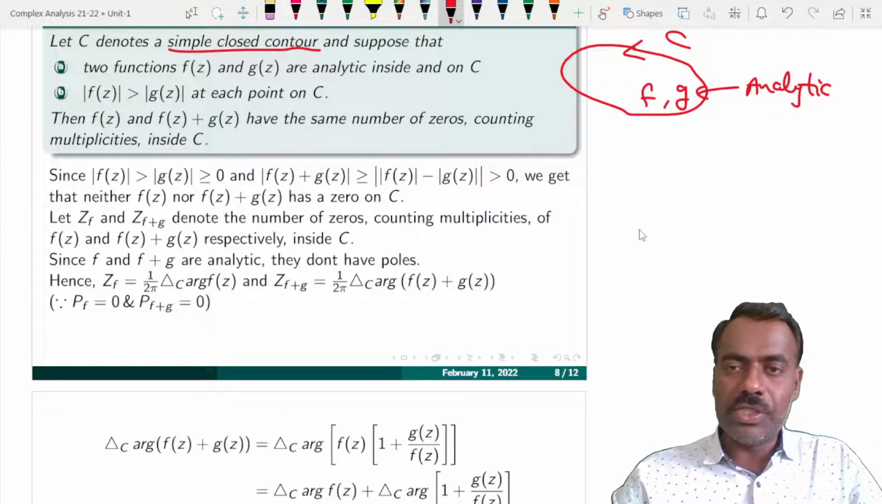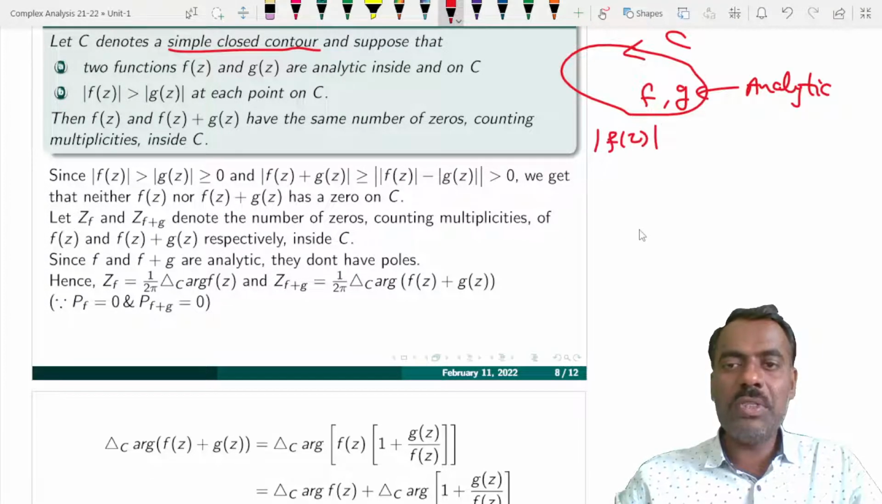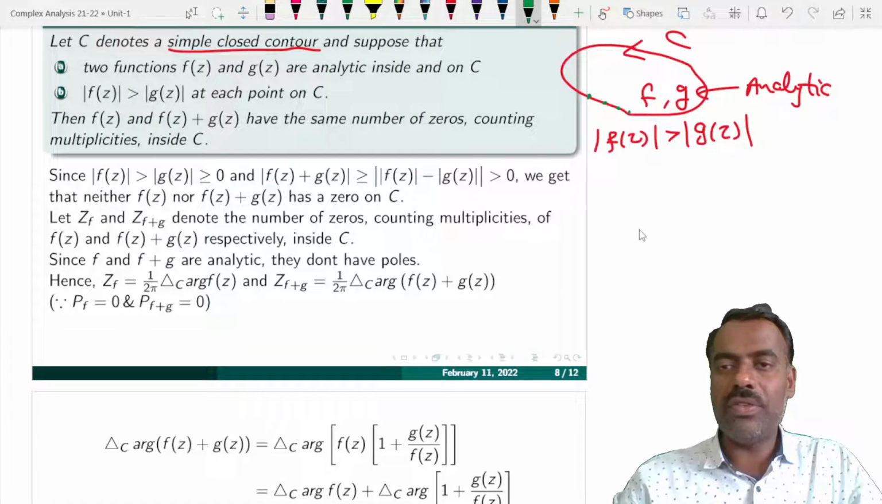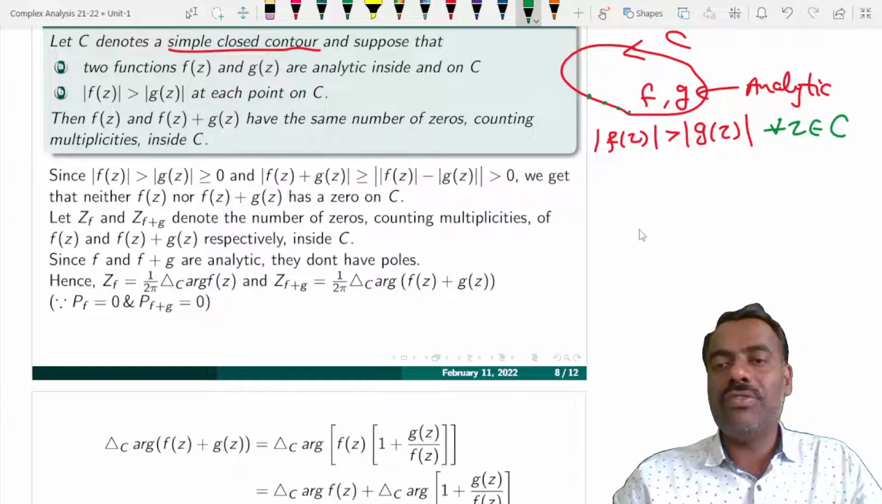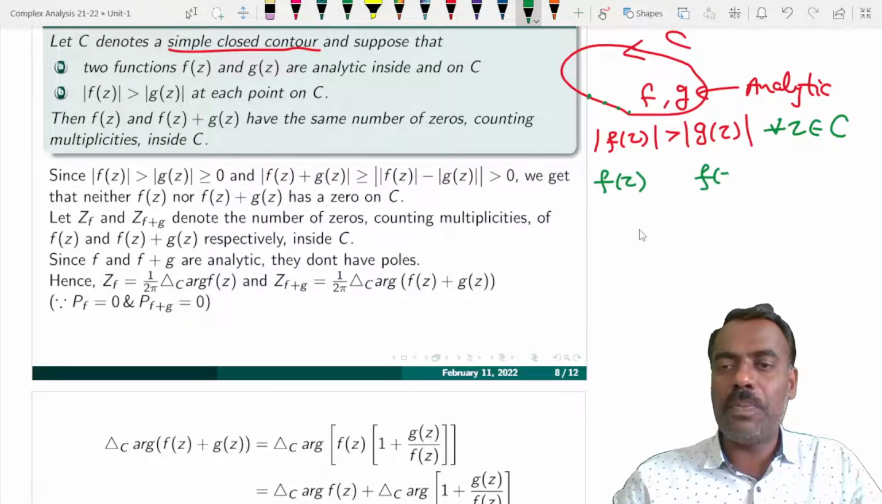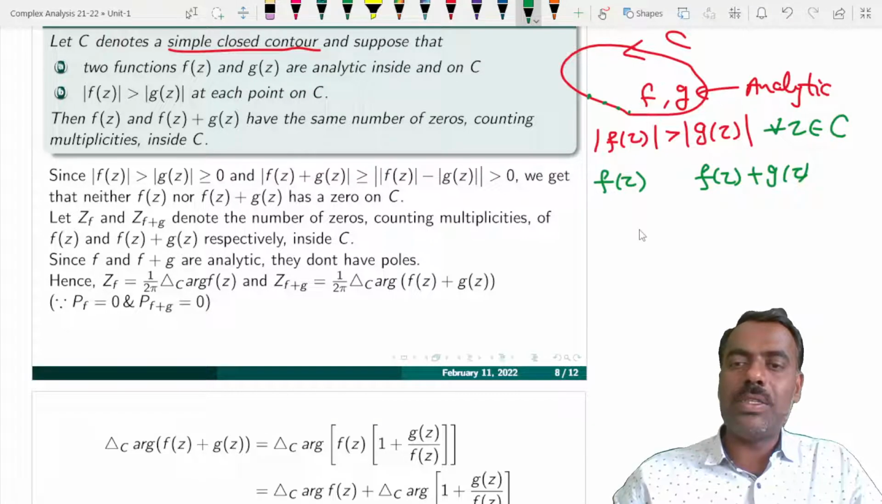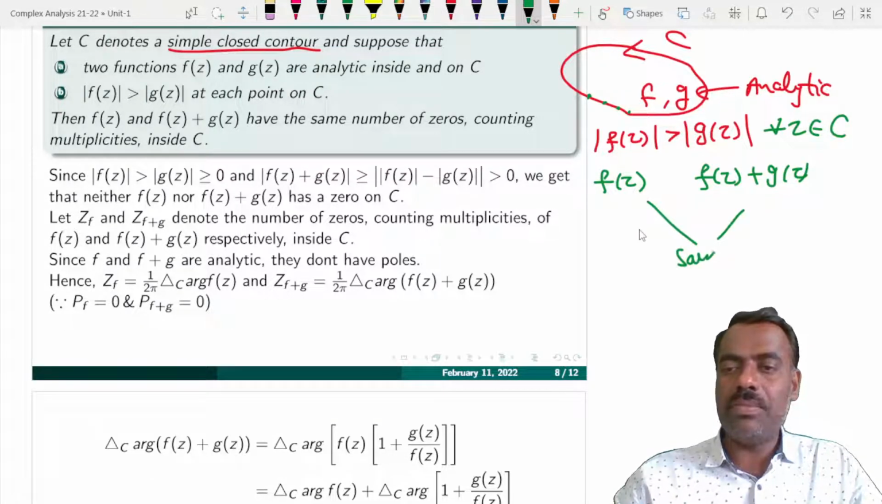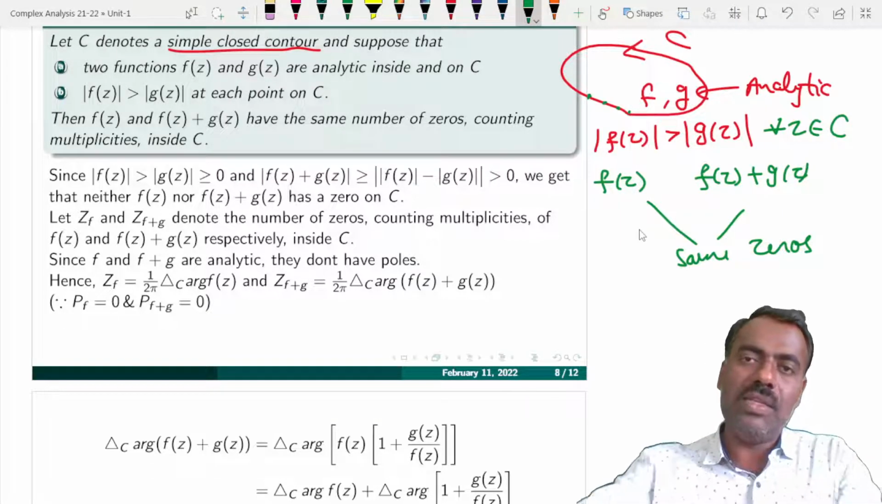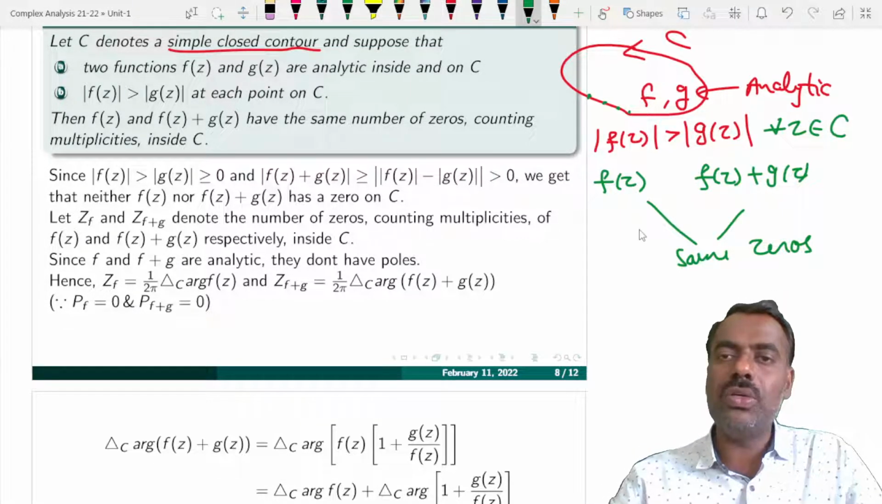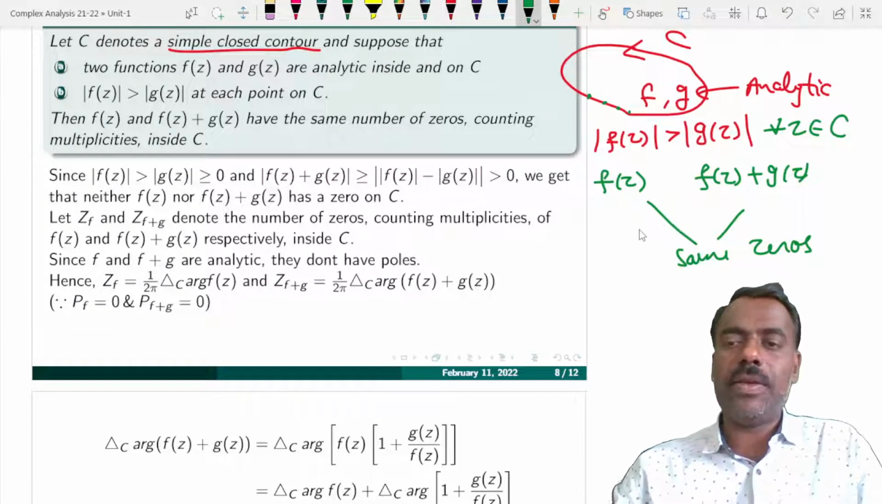And suppose f dominates, that means mod f of z is greater than mod g of z at each point on C. So for all z belonging to C, because f dominates, the functions f of z and f of z plus g of z both will have the same number of zeros. These two functions have the same zeros, again counting multiplicity, inside C.